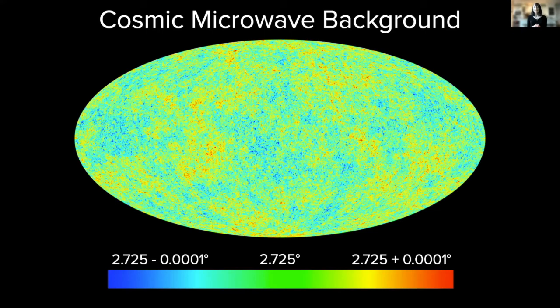This light is giving us a snapshot of what the universe looked like when it was 370,000 years old. And these variations in temperature are telling us about variations in density. And because these variations are so small, we know that the matter in the universe at that time must also have been distributed very smoothly.